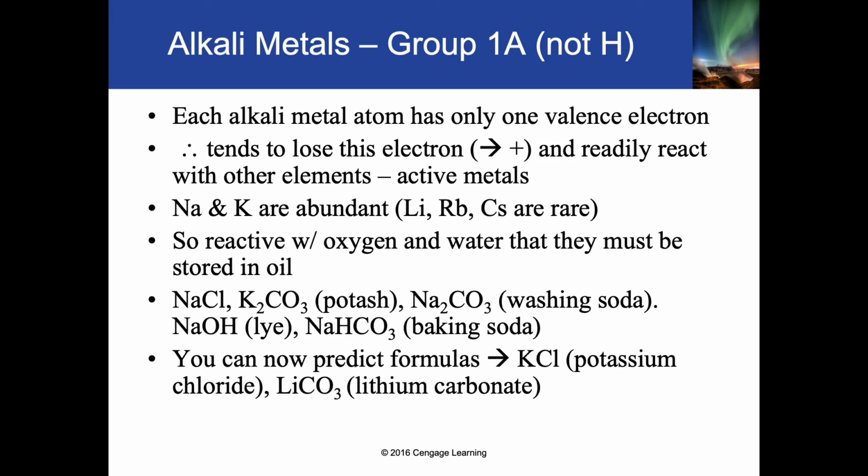Okay, so let's talk about the alkali metals again, ad nauseum, right? Each alkali metal has only 1 valence electron, which I've told you many times already. It tends to lose this electron, which means it becomes positive, and it will readily react with other elements. So they're very active metals, like sodium and potassium. They're quite abundant, whereas lithium, rubidium, and cesium are quite rare. They're so reactive with oxygen and water that they must be stored in oil. With sodium, it just explodes, so it's got to be stored in oil.